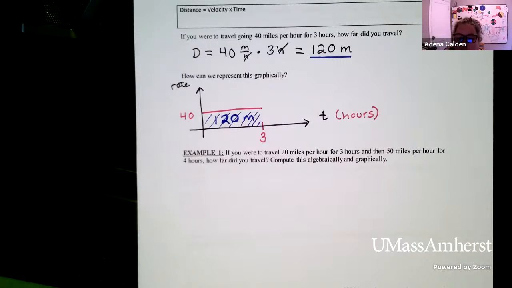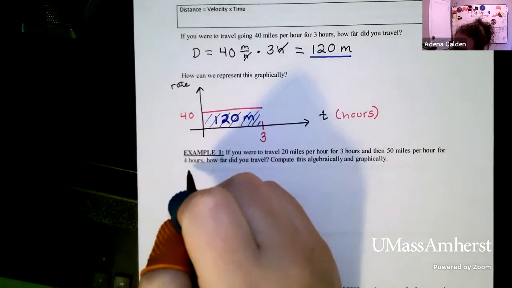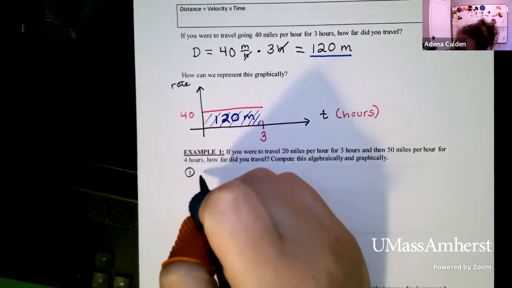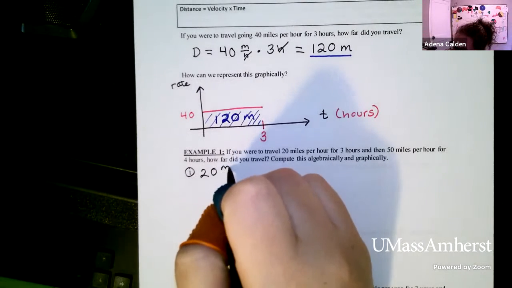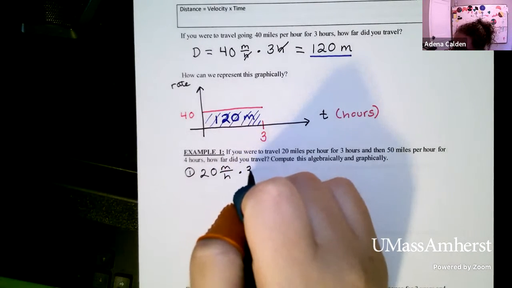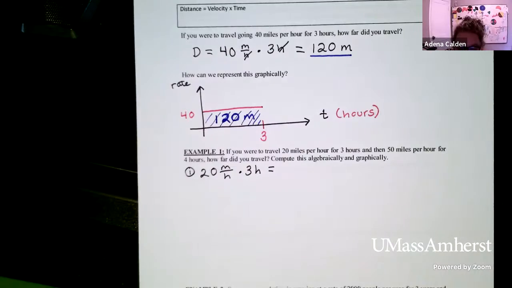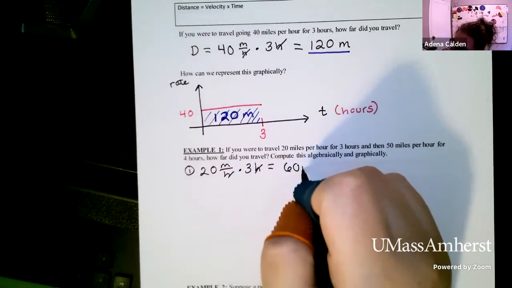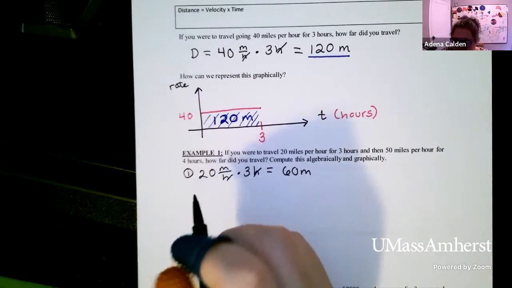Okay, so we can actually break this down into 2 legs of the trip, right? Because we have 2 different rates for 2 different times. So for the first leg of the trip, we're going 20 miles an hour for 3 hours, right? So we have 20 miles per hour times 3 hours. Again, the hours units are going to cancel. And we get 60 miles for this first leg of the trip.